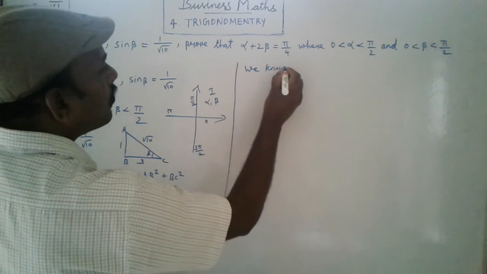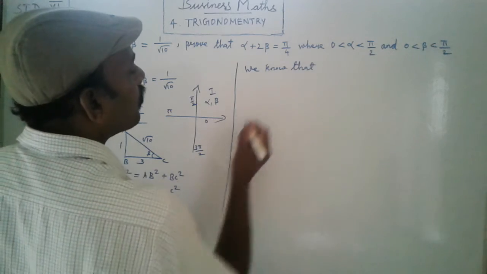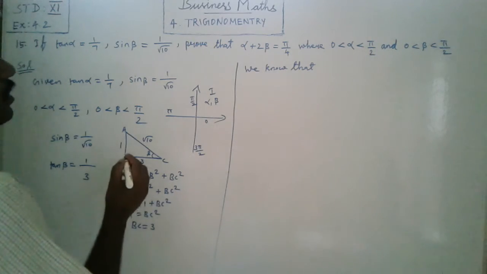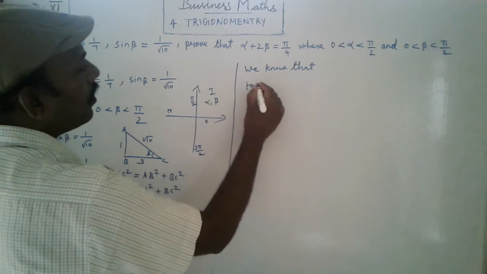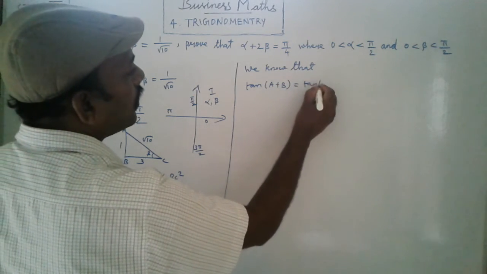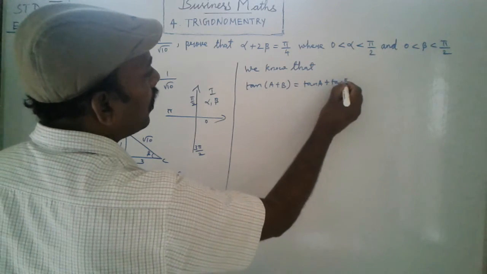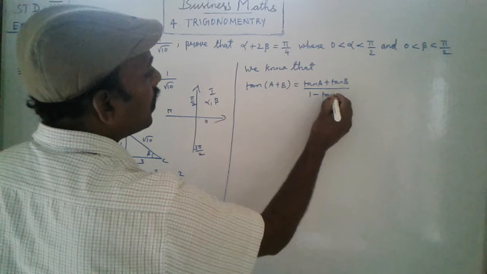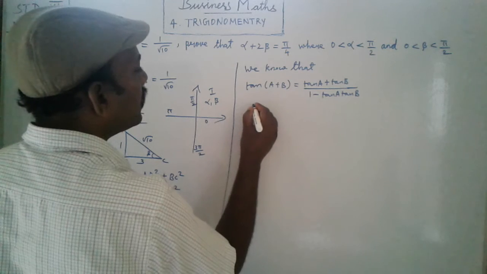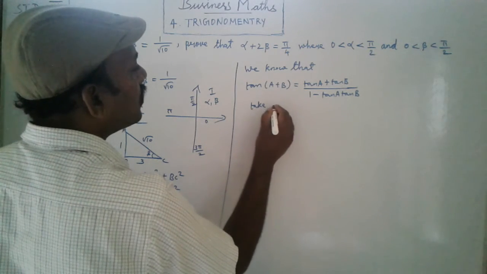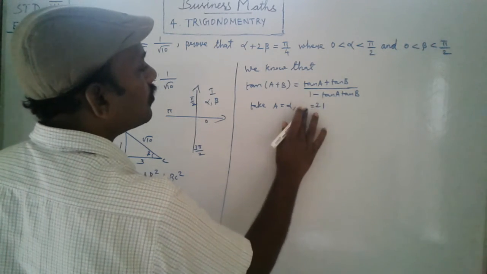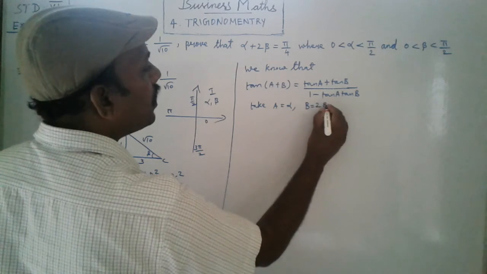we know that tan of A plus B equal to tan A plus tan B divided by 1 minus tan A tan B. So we should take A equal to alpha, B equal to 2 beta.